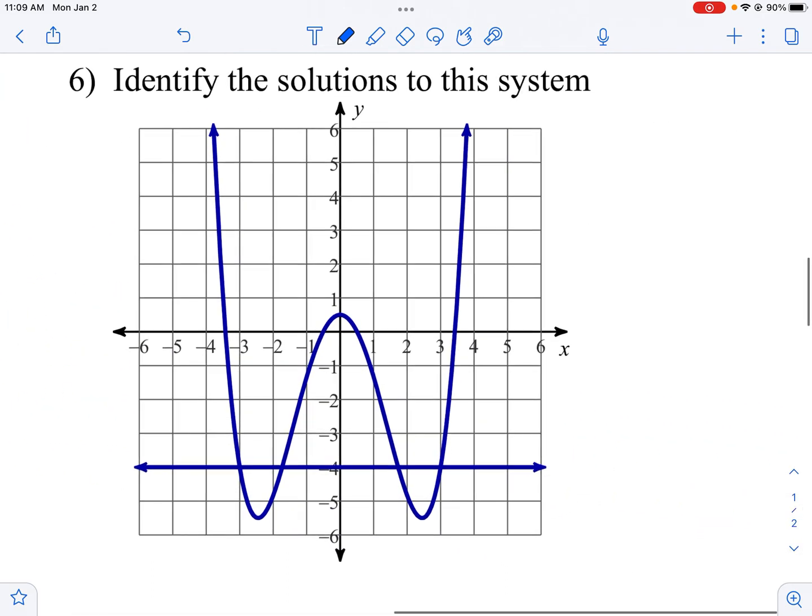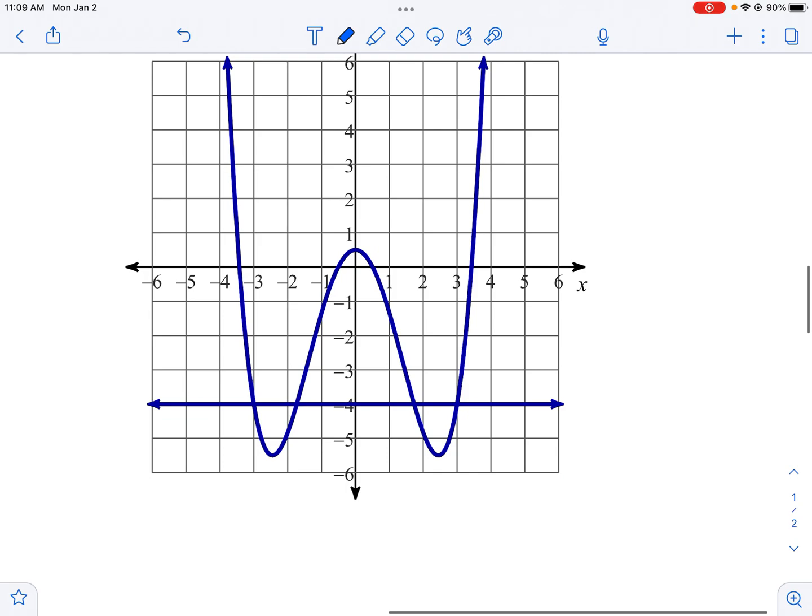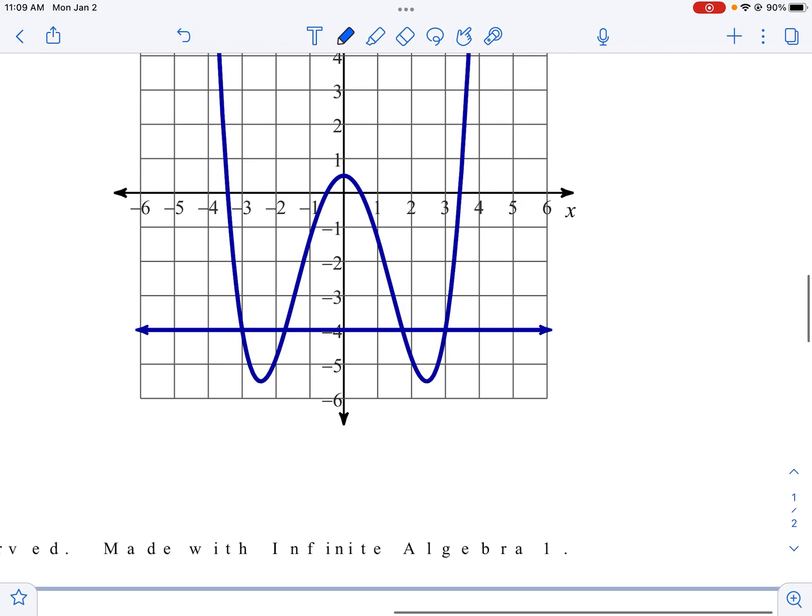Okay, let's go to 6. Identify solutions to the system. Remember, solutions graphically are where the two lines meet up. So we got this line and we got this curve thing. Well, it's meeting at these 4 points. And so your job is to write down what the points are. So start with this one. That's at -3, -4. So I'm going to list them here. -3, -4.